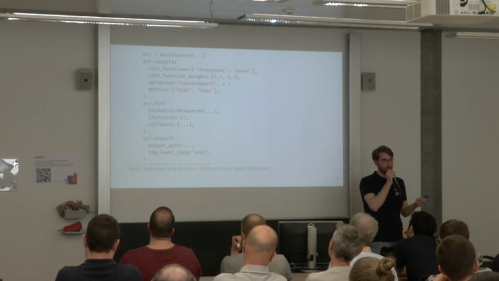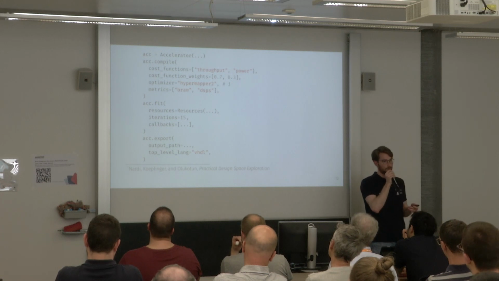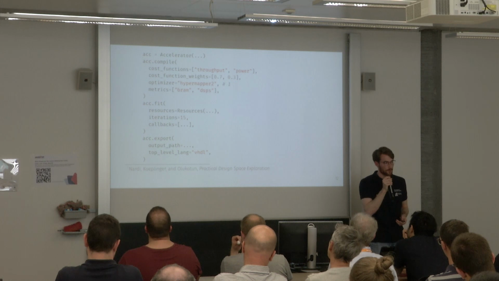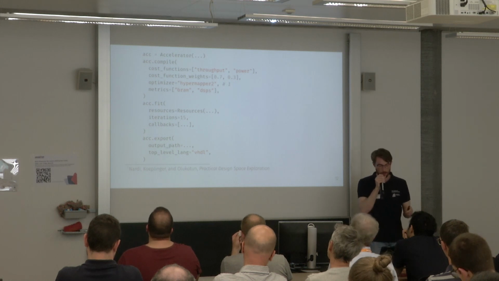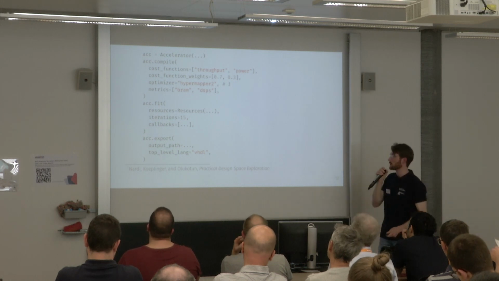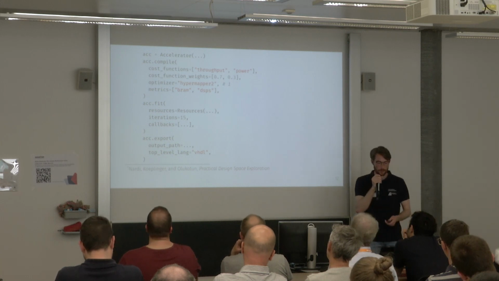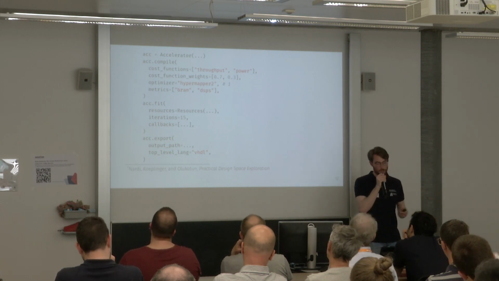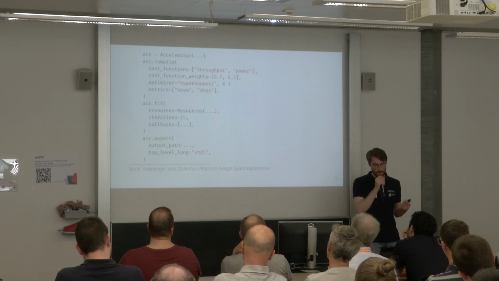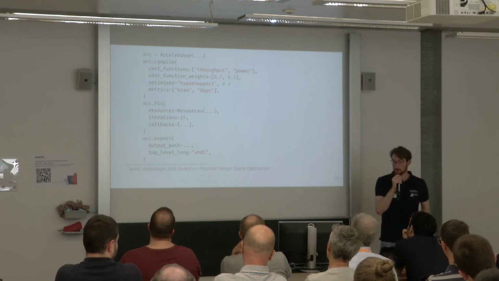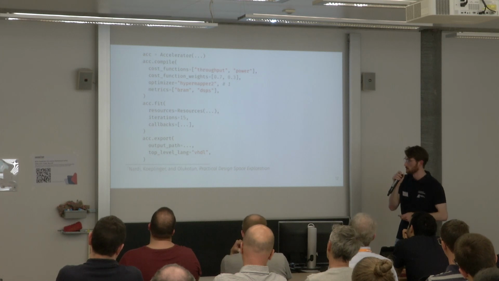Then we also call the fitting function. In our case, we don't fit weights to certain training data, but rather we fit our accelerator onto the hardware resources. That's why we give in the resources, and then also a number of how many iterations we want to let the fitting process run, and then we can also add custom callbacks.